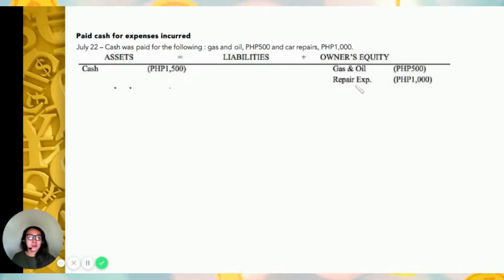And then there is also an equivalent decrease on the owner's equity account. Why is it a decrease? Because gas and oil and car repairs are expenses, and expenses decrease the owner's equity. So we have gas and oil for 500, repair expenses for 1,000. They are inside the parentheses again because they will be deducted from the owner's equity. Expenses are deductions to the owner's equity account.